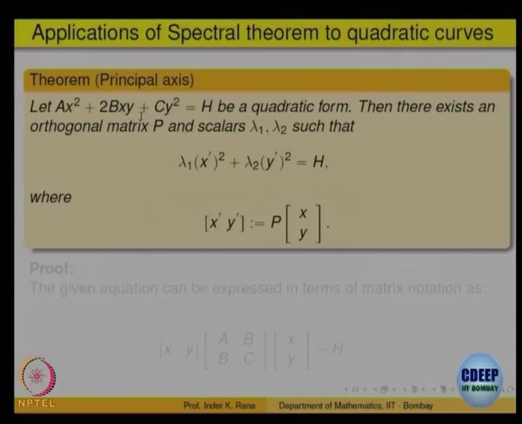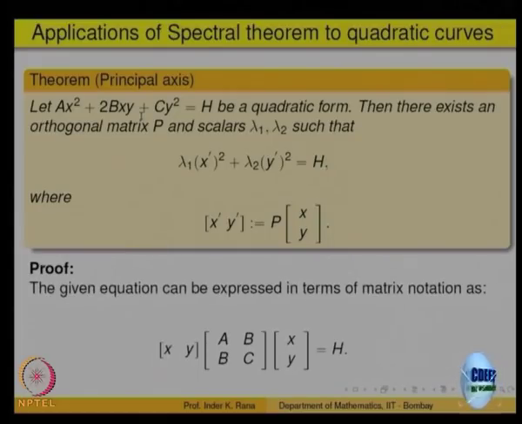Imagine x and y are the variables. Then what is this? It is just this equation: the row vector (x, y) applied to the matrix with rows (a, b) and (b, c), and the column vector (x, y). What is this product? This is precisely ax² + 2bxy + cy², right, and that is equal to h. So, this is 1 cross 2, 2 cross 2, 2 cross 1, so it will be a scalar and that is equal to h.